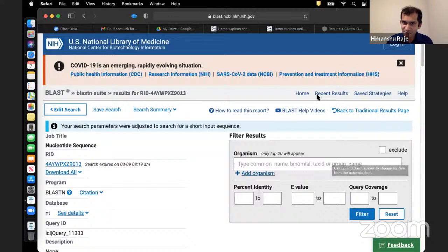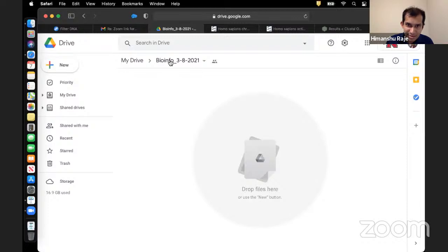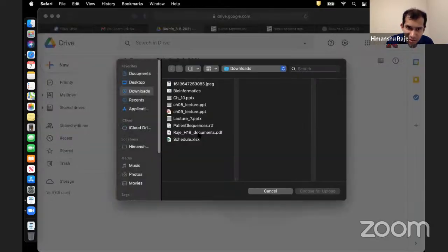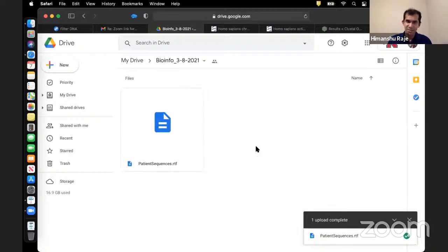You have five different patient sequences right here in your Google Drive folder. So if you go to Google Drive within our folder, there is a file... Oops, I don't see it here. Patient sequences. I can upload it. There you go. Get this file. This file has five DNA sequences from patients.